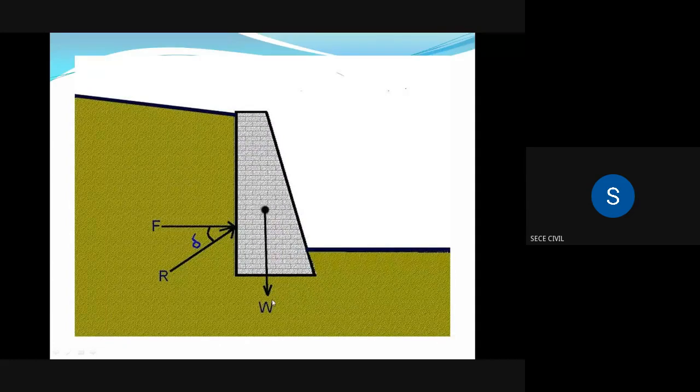The self weight acts in the gravity retaining wall, and the force of the landfill or backfill will act like this. Because of these two forces, the resultant force will act. This is the angle of repose.